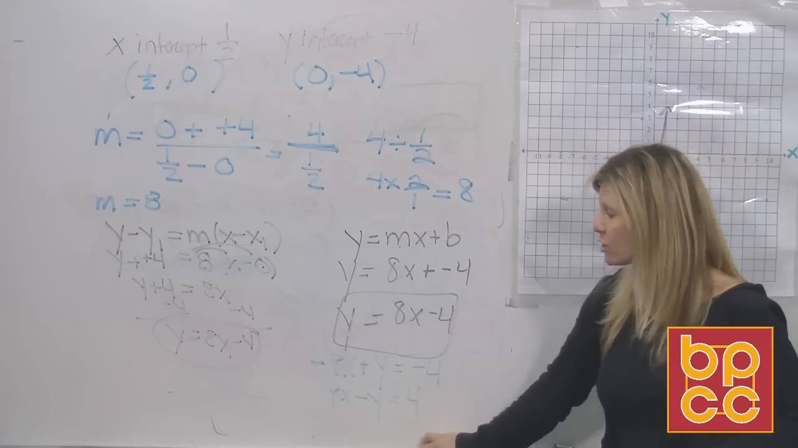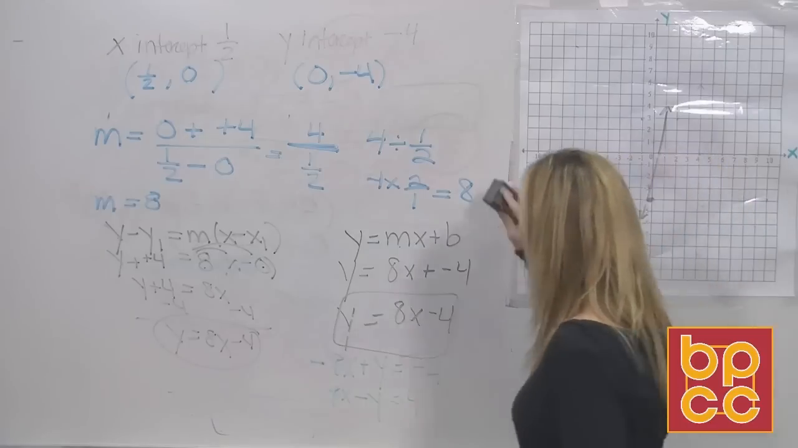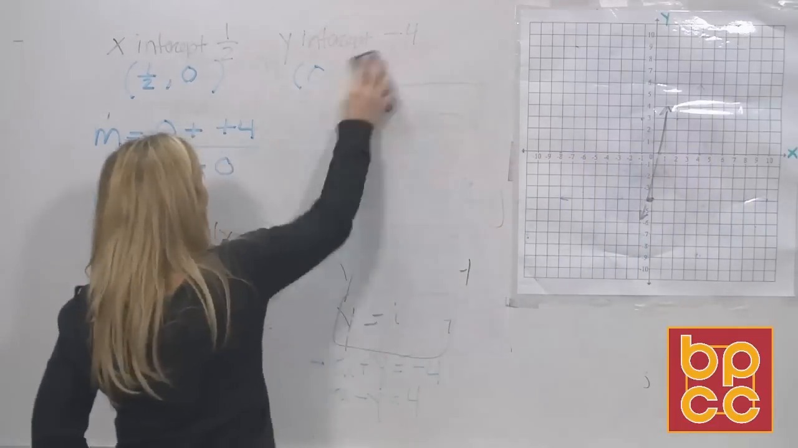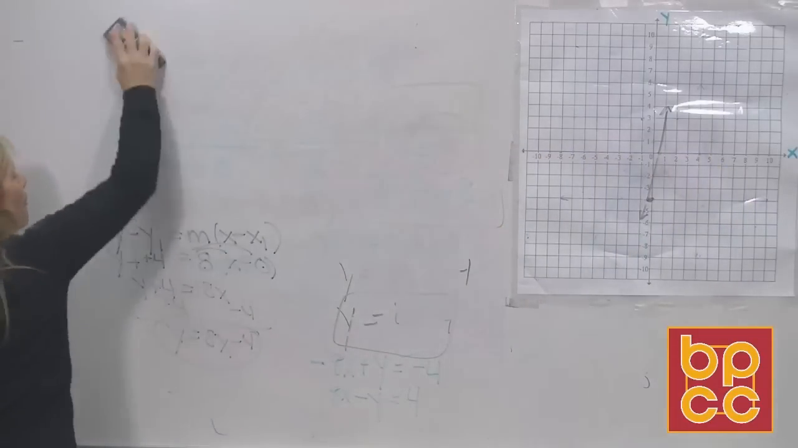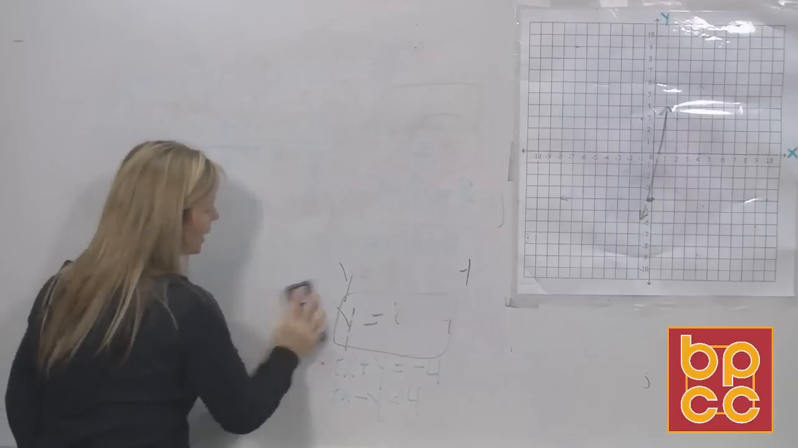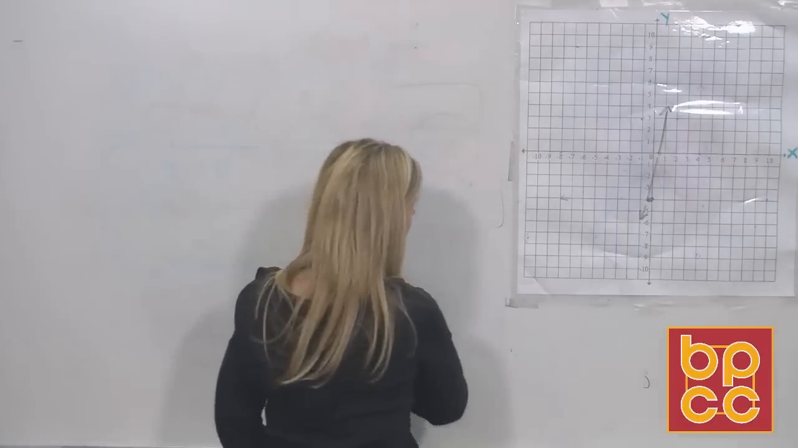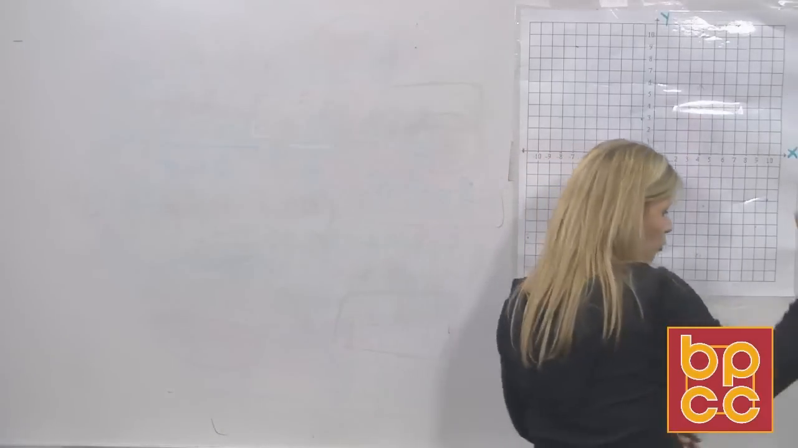All right, are we good so far? I hope so. We have two more examples. Now we're going to go back to those words, parallel and perpendicular. All right, two more clues.